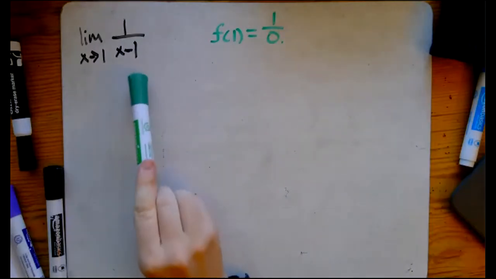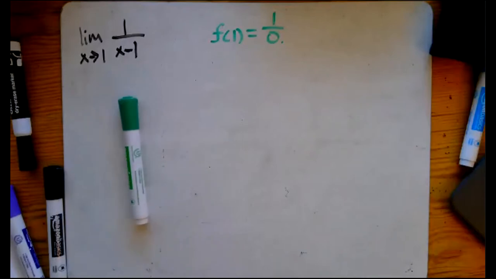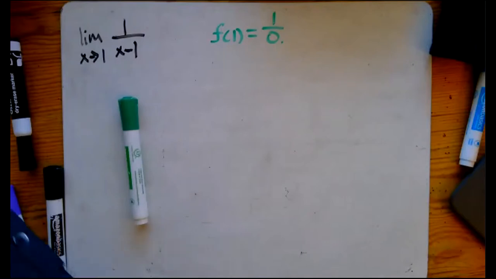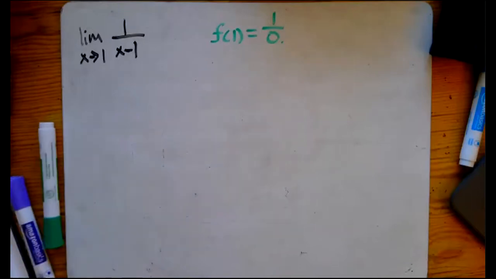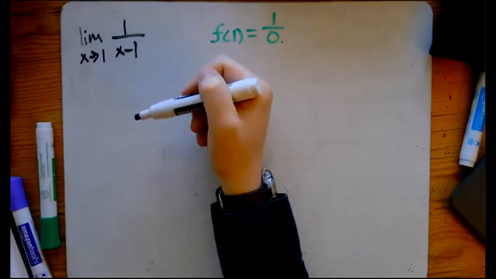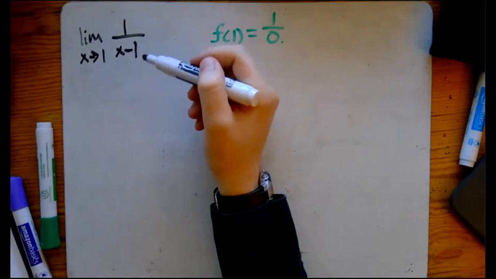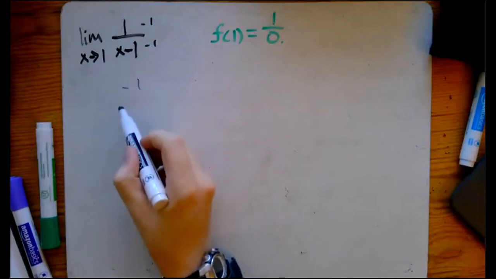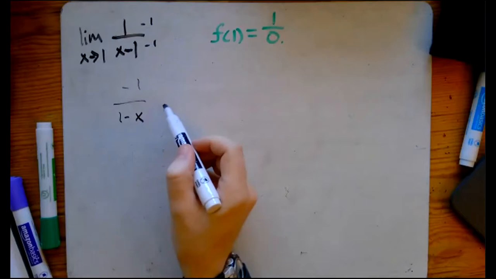Now, can anyone think of a way that we could maybe rewrite this so that we aren't dividing by 0 anymore? Multiply? Multiply by what, you think? Negative 1. Okay. Now, I can't just multiply it by negative 1 because that would be changing the overall structure of the function. Maybe multiply by negative 1 on top and bottom? What would that give us? That gives negative 1 over 1 minus x. That doesn't actually help us.